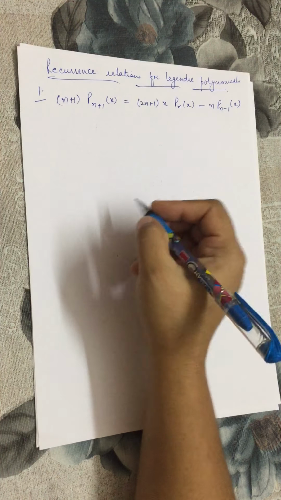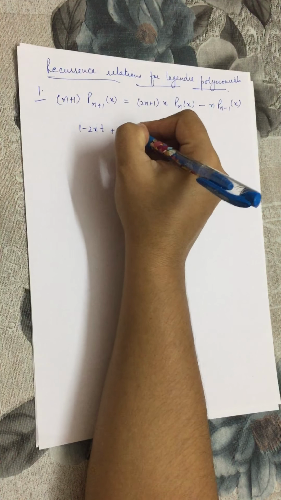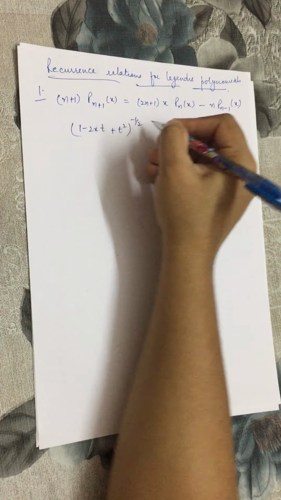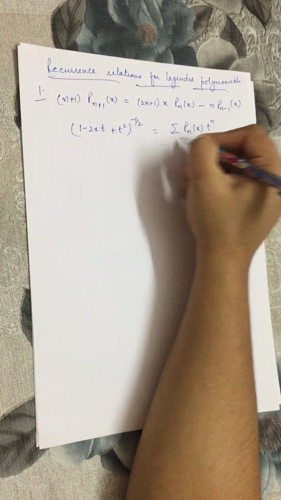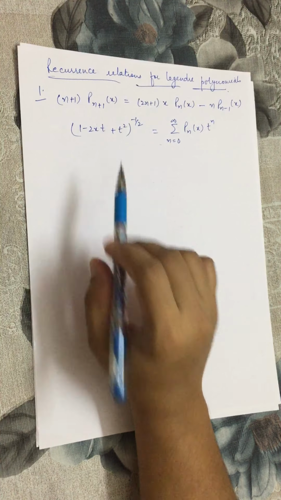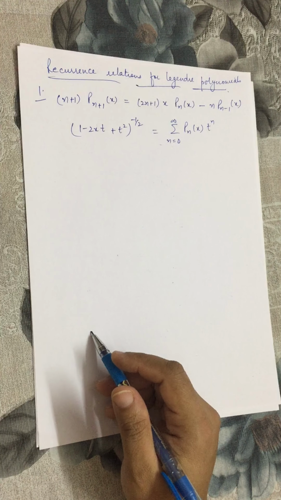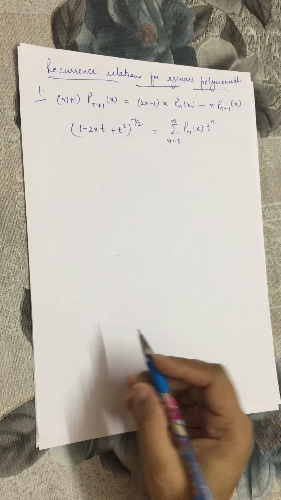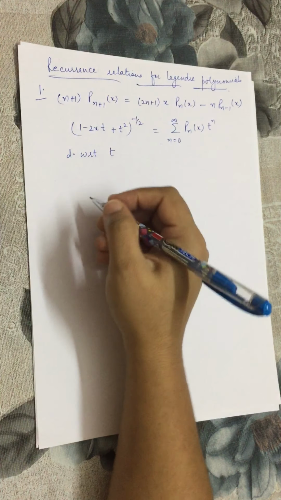So we have this equation: (1 - 2xt + t²)^(-1/2) = summation P_n(x) t^n, because we know that this function is the generating function for the Legendre polynomials. Now we will differentiate this equation with respect to t.